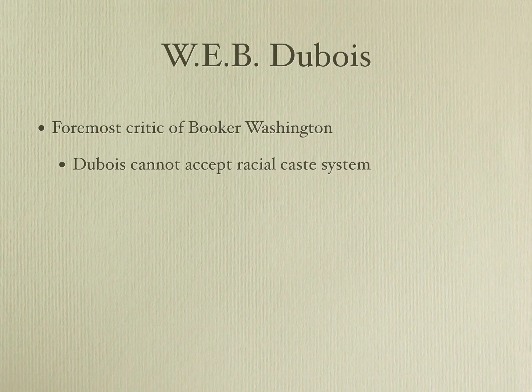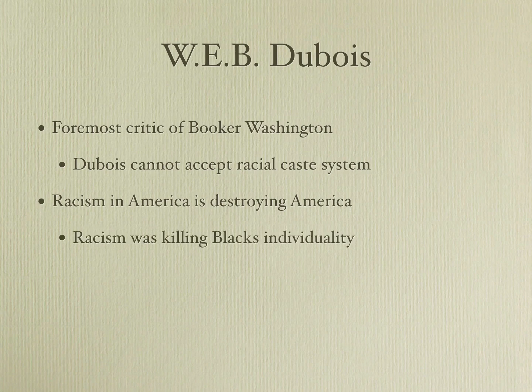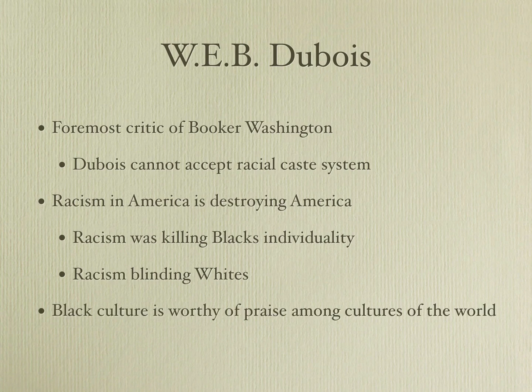Now, for Du Bois, he cannot accept the racial caste system that was articulated by Booker T. Washington. Although he was an assimilationist like Booker T. Washington, he couldn't accept the idea that Black people would forgo their political rights. He believed fundamentally that racism was destroying America. That for one, racism was killing Black individuality, but it was also blinding white people. And the reason why Du Bois had argued that racism was killing Blacks' individuality is that Black people were spending an inordinate amount of time fighting against racism instead of really looking to see who they fundamentally are as people.